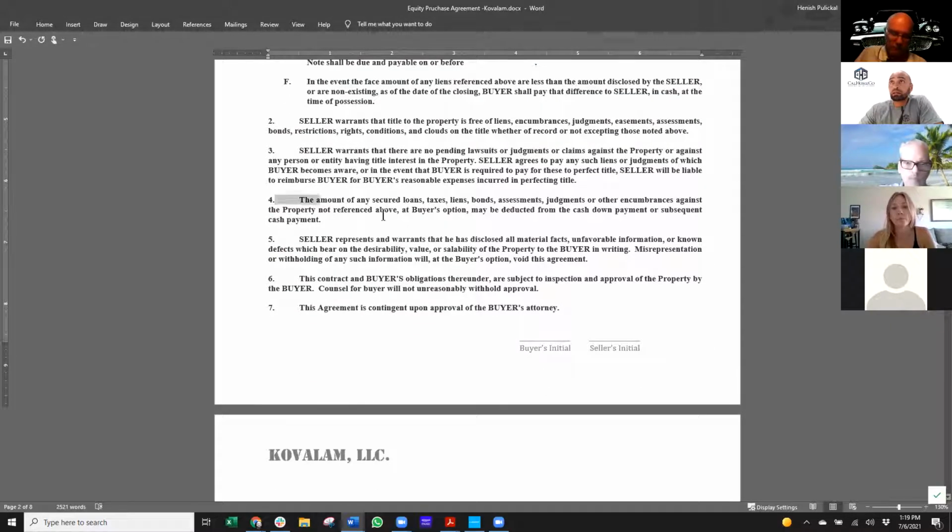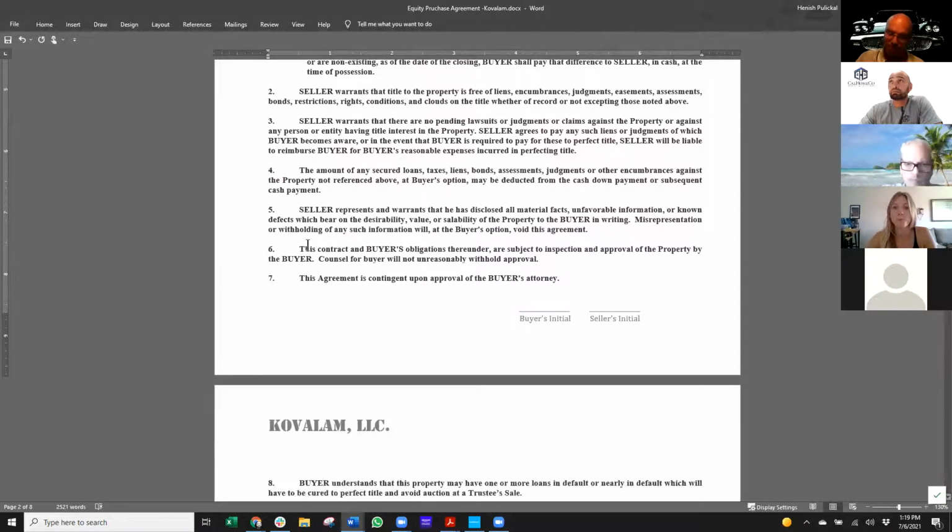The amount of any secured loan, taxes, liens, bonds, assessments, judgments, other encumbrances against the property not referenced above, at buyer's option, may be deducted from the cash down payment or subsequent cash payment. Okay, so it's saying that if there's any other liens that pop up, I'm going to take it out of your cash payment at the end. Ideally, I've left enough money at the end to make it worthwhile.